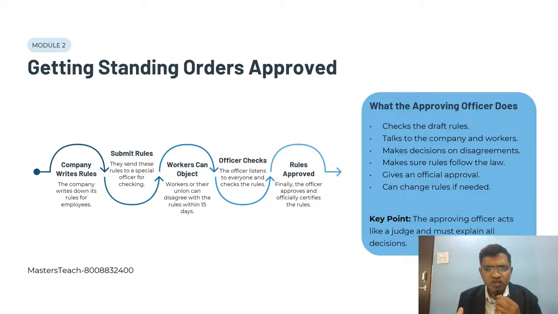After that modification, the government officer is going to approve the same. Here the approving officer works as a judge, and he must explain all the decisions, all the information, all the rules to the employees of the company. So this is getting approval of the standing orders.